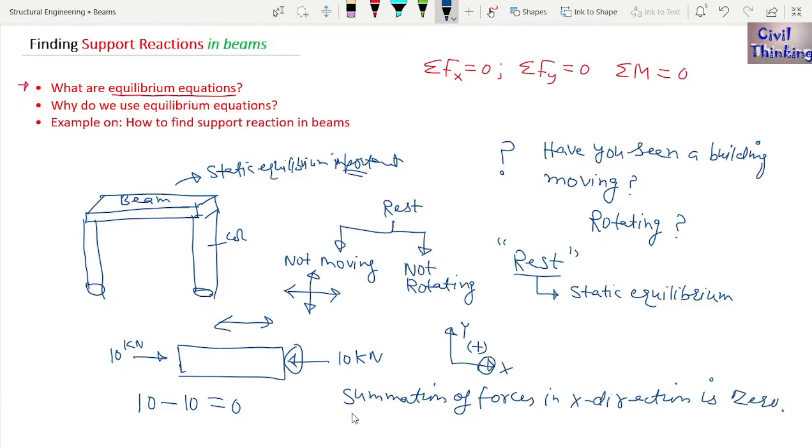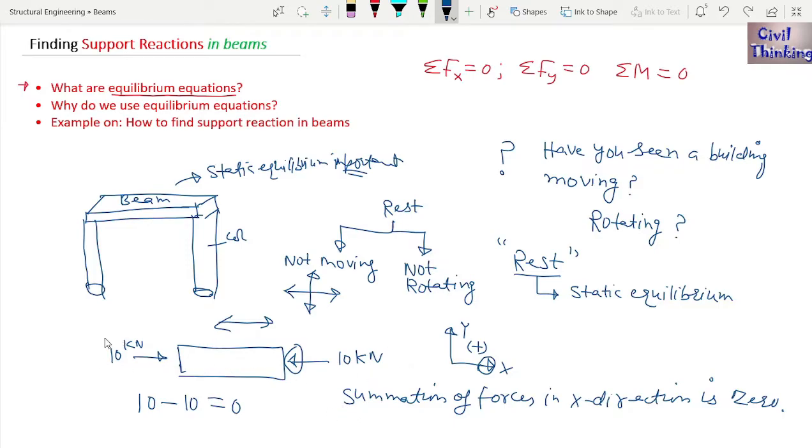When the summation of forces in any direction is 0, the body will not move in that direction. We might have seen this rule in physics, right?